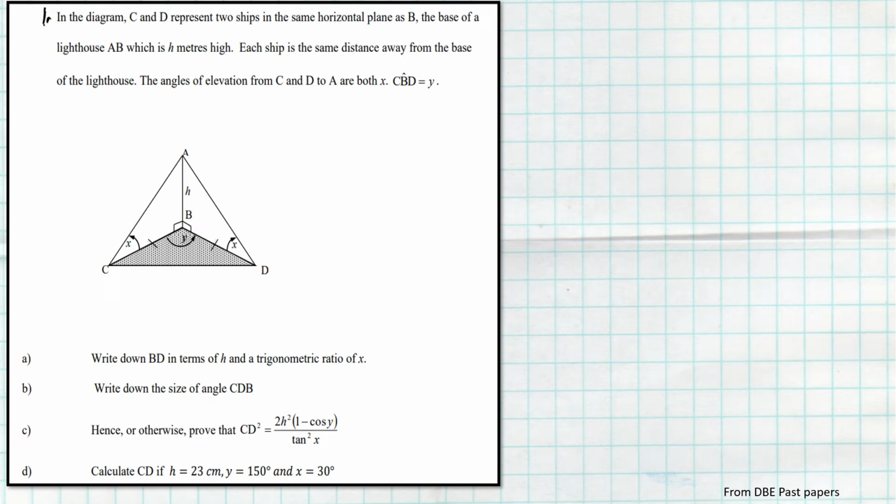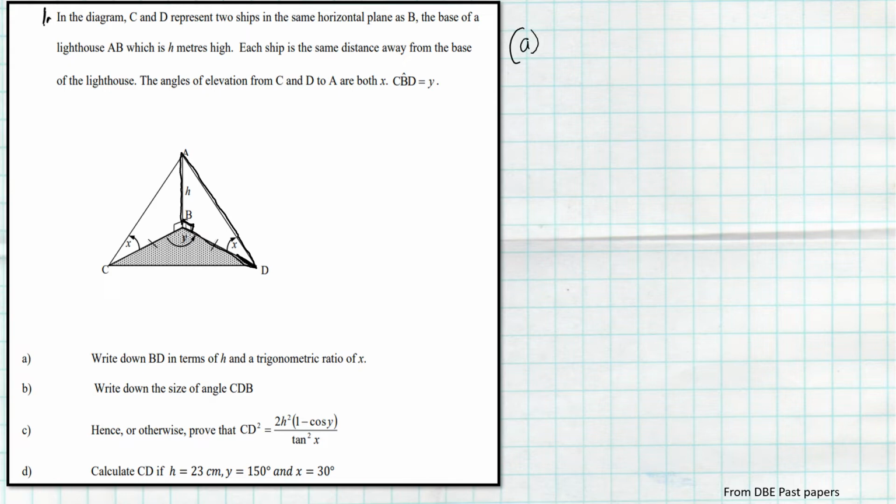Okay, we're going to start with this. It's taken from a past paper, and definitely we have to be thinking of those rules that we just covered in our part 6. So A says, write down BD in terms of H and a trigonometric ratio of X. Let's go and look for BD. This is our BD. Can you see? BD is on a triangle that is 90 degrees. It's on a right angle triangle.